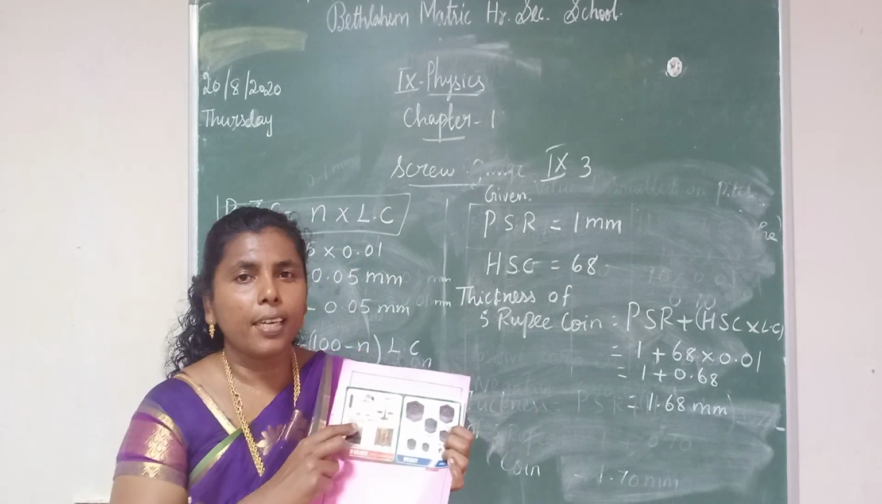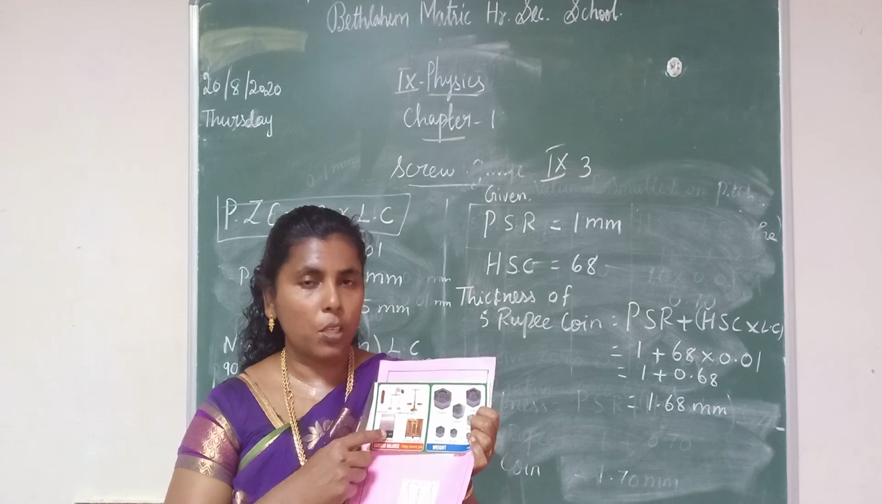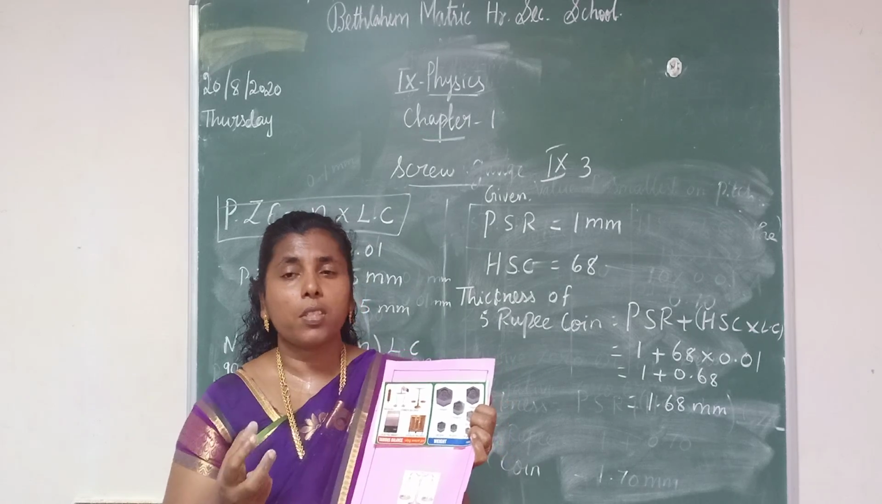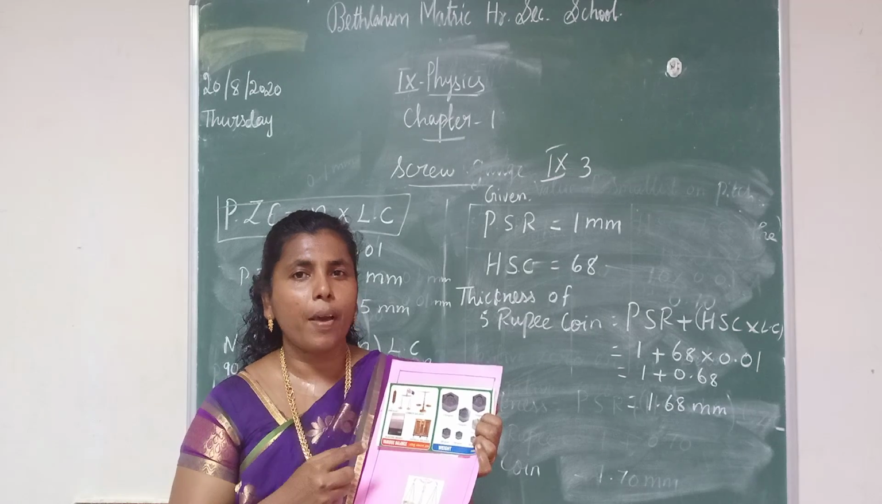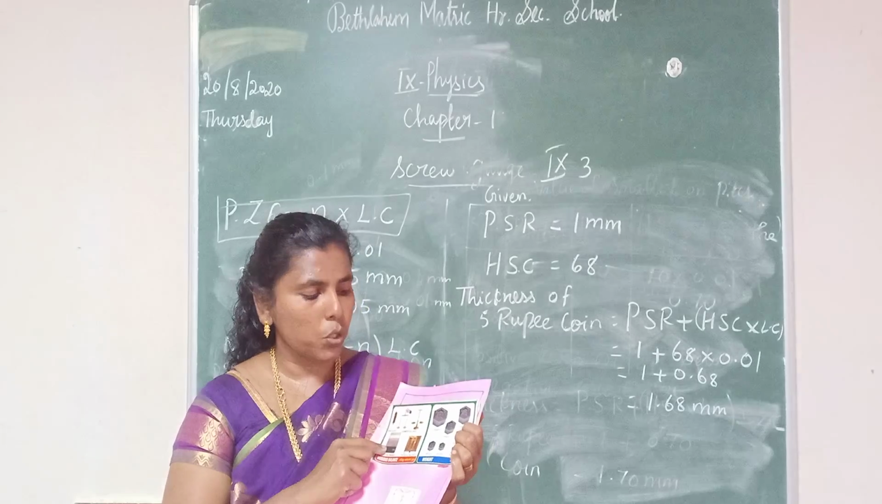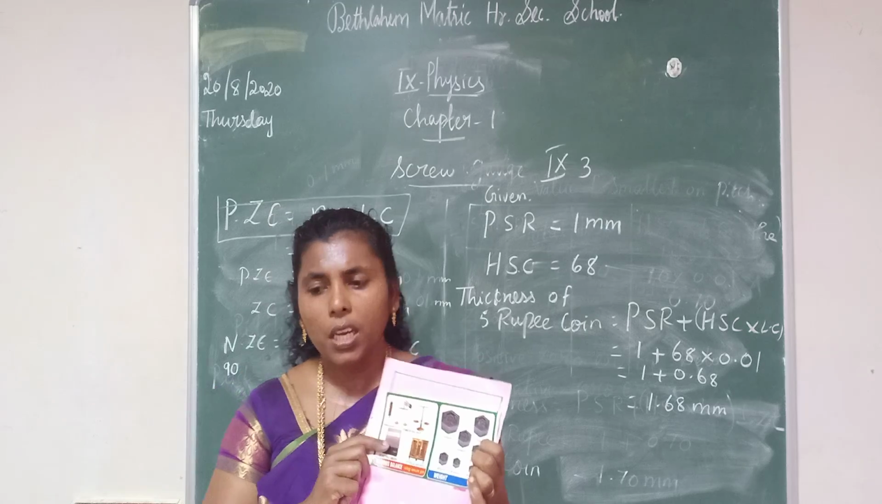The next one is the digital balance. The digital balance is used in jewelry shops to measure the gold. So by using this digital balance we find the mass of the gold. So different instruments are used to measure mass.